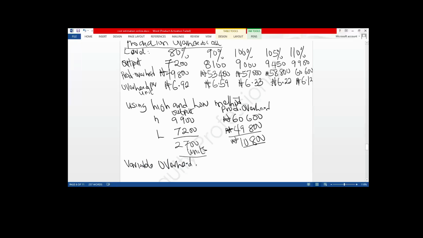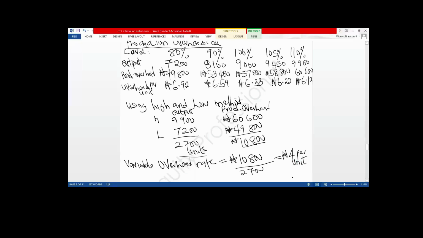Divided by 2,700. That will give me 4 naira per unit.